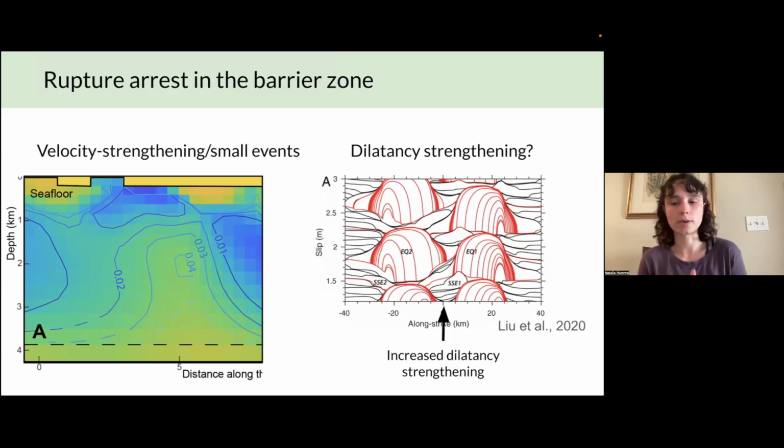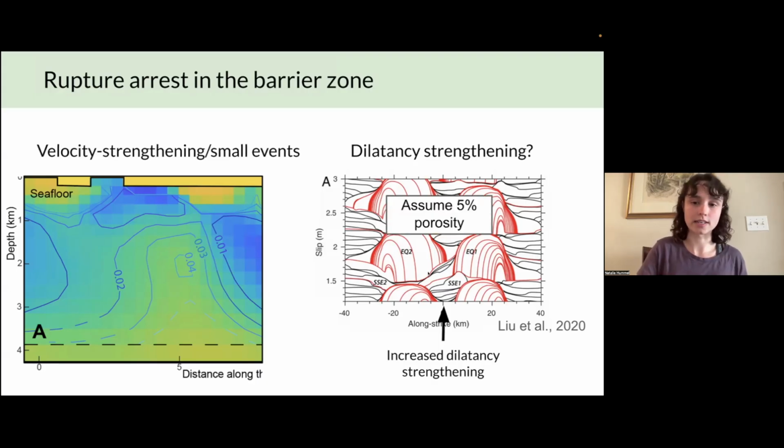So this is a model run by Liu et al. 2020, where they replicated the rupture arrest in the Gofar transform fault by increasing the efficacy of dilatancy strengthening in a section of the fault that's about the same width as the rupture barrier. And they assumed about 5% porosity in the rupture barrier, which is similar to our results, at least for the western part of the rupture barrier. I don't know of definitive evidence that this process can only take place in areas with relatively high porosity, but to a first degree, our results are consistent with theirs.